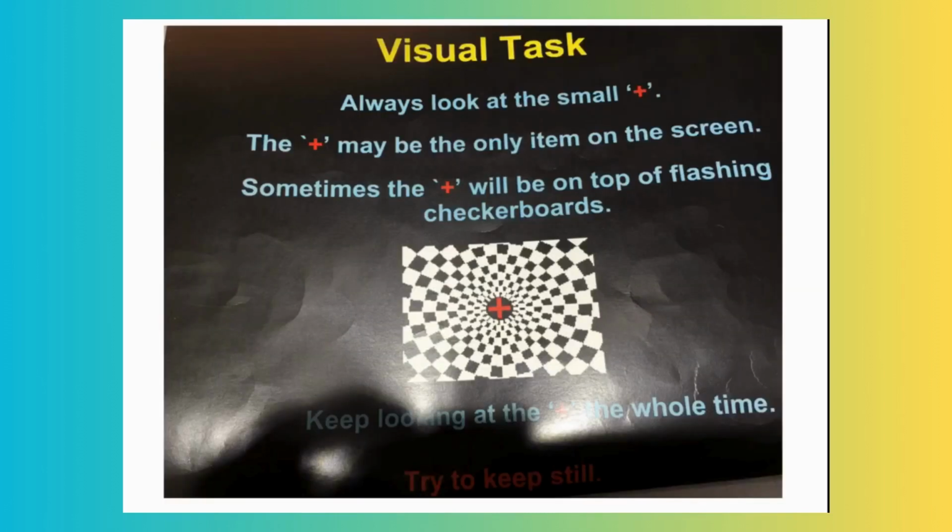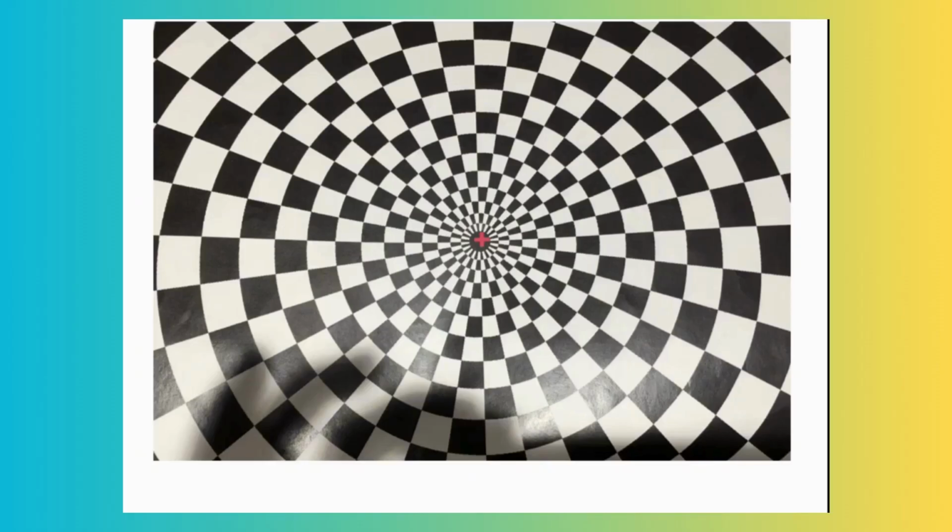So I will show you, for example, I just got these pictures from the booklet from the scanner. For example, this is a visual task: always look at the small plus letter. We will ask the patient to look at the plus letter only, not to move the gaze anywhere when this screen appears. Like this is a plus task. So you have to only look at this plus, in the center of the checkerboard.